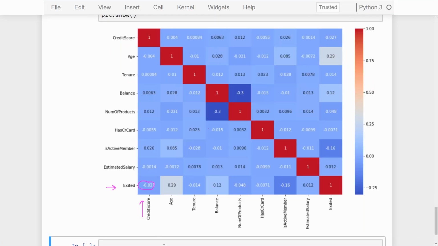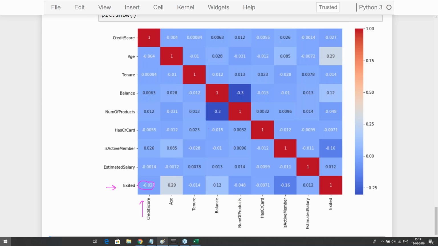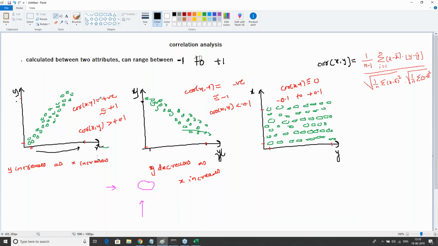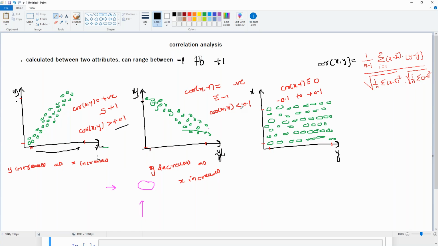Okay, so if you look at this one, minus 0.027, and if you look at this drawing, here it should be higher than plus 0.1, here it should be lower than minus 0.1, and here it should be close to 0. So minus 0.027 is quite close to 0. Can we say it is much more like case 3? Let me know if you agree. Correlation between X and Y is minus 0.027, so is it much more like case 3 here?